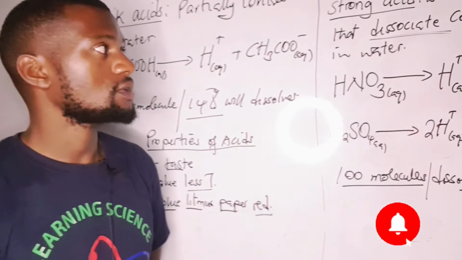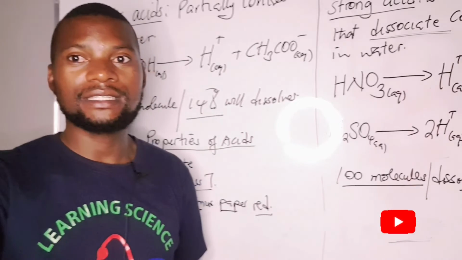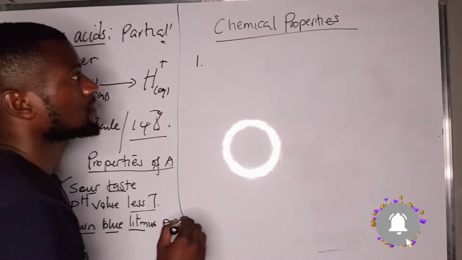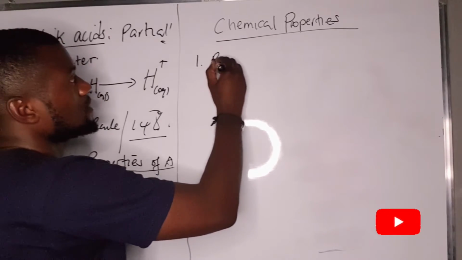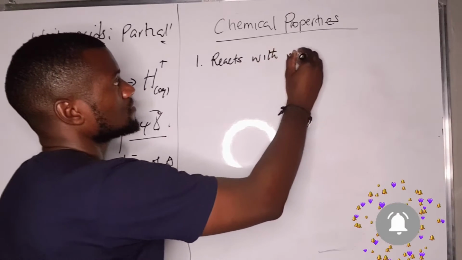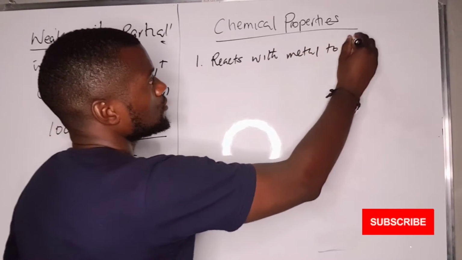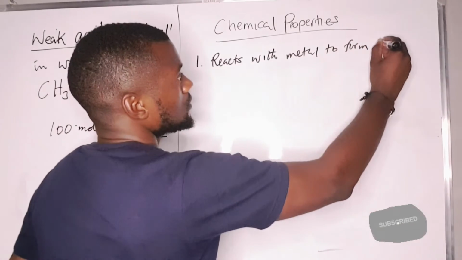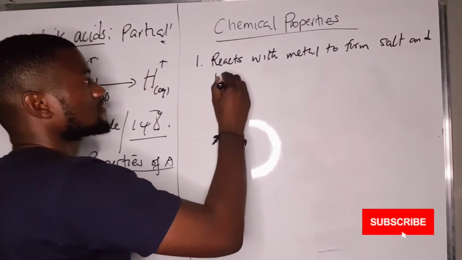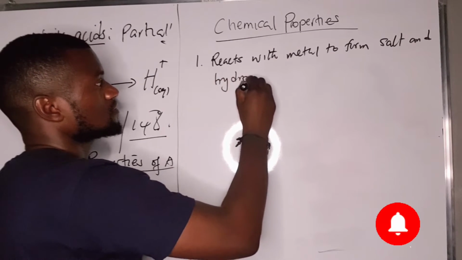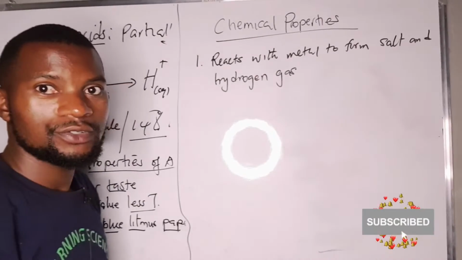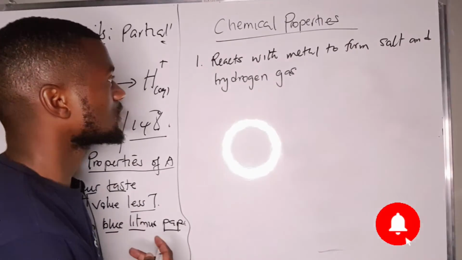So we move on to look at the chemical properties of the acids. Chemical properties of acids. Number 1: acids react with metals to form salt and hydrogen gas.